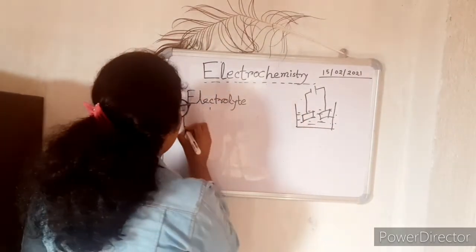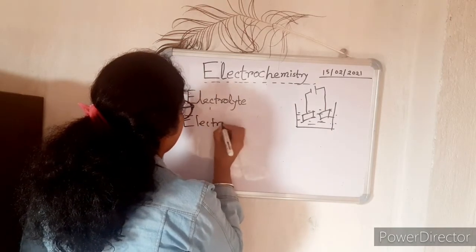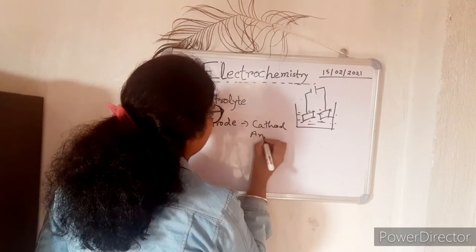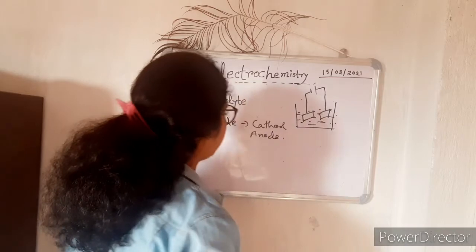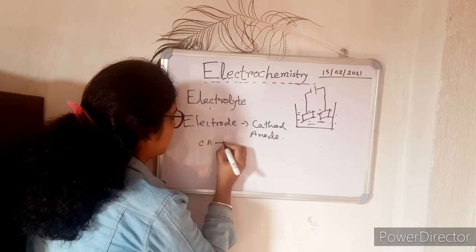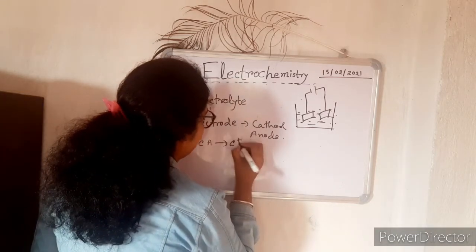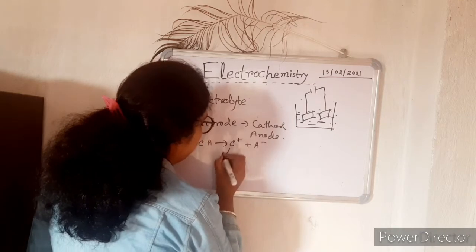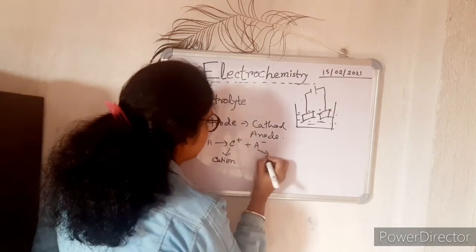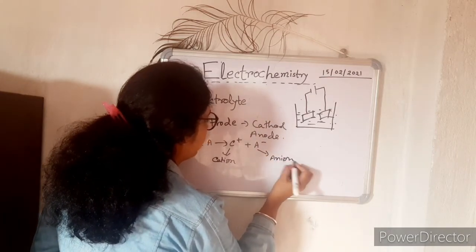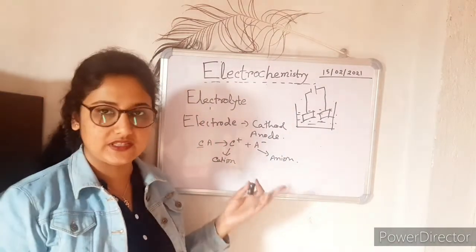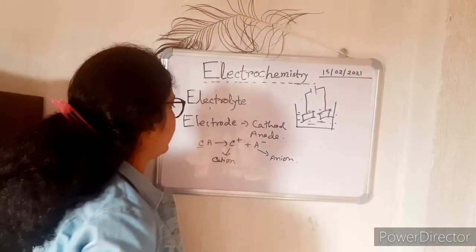Now electrodes are of two types. One is cathode and another is anode. Now in case of an electrolyte, say if CA is an electrolyte, then in the solution state it will dissociate to C+ and A-. Let C+ be the positive ion which is known as cation and A- the negative ion which is known as anion. The CA electrolyte dissociates in the solution phase generating two ions, C+ and A-. One is cation and another is anion.